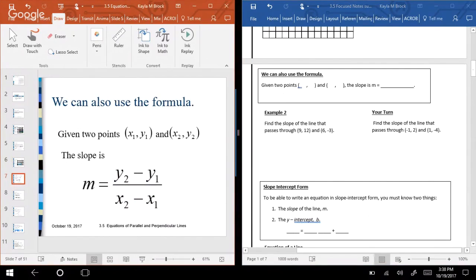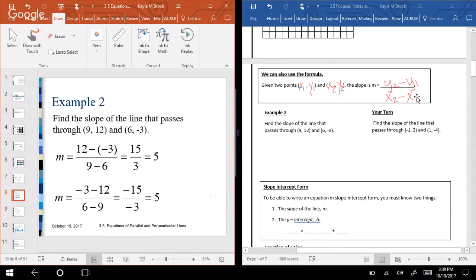We can also use the formula: given 2 points, (x1, y1) and (x2, y2), the slope is y2 minus y1 over x2 minus x1.